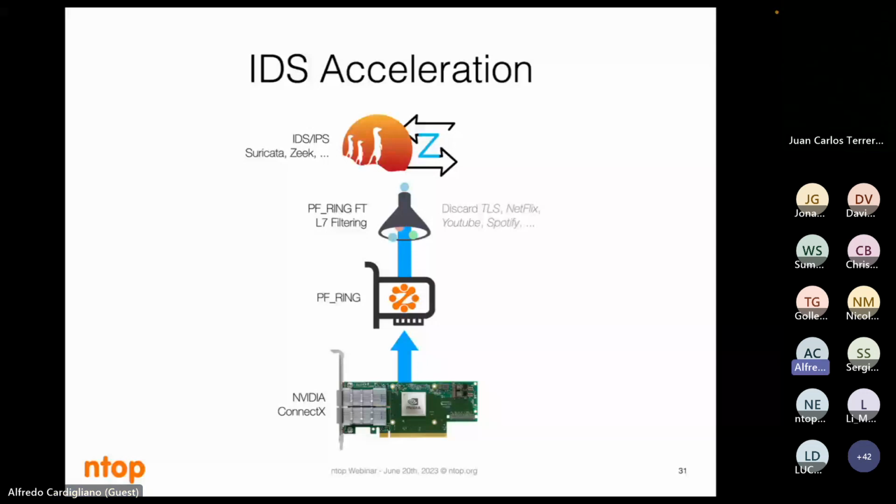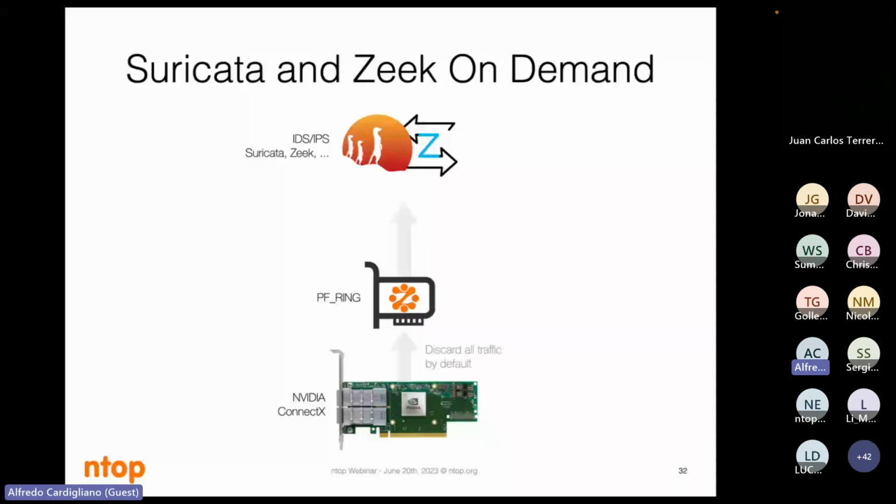But again, with a similar idea to the smart recording, we have been thinking about this, and we realized that we can do better. So the idea is to run Suricata and Zeek, let's say, on demand. The idea behind this is that we can just discard all the traffic by default and send to the IDS only the traffic which is interesting. That means that we send to the IDS only the traffic which is about misbehaving hosts, for instance.